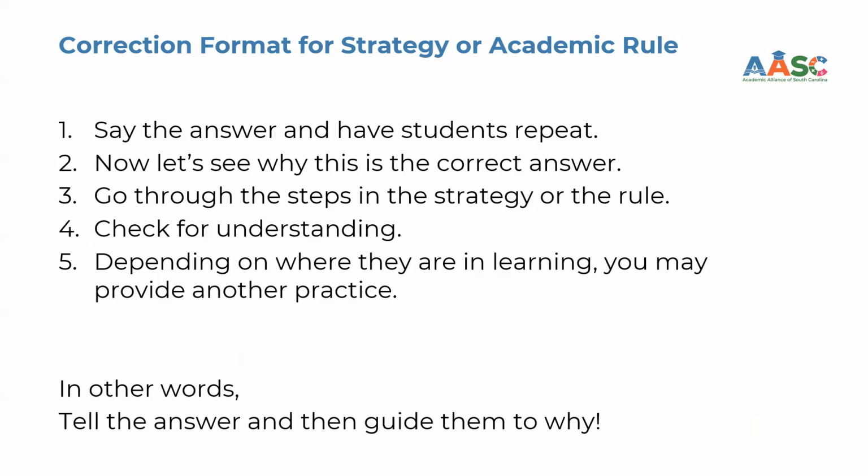One of the things is we have to correct all errors. That's something we do in explicit instruction. And it needs to be immediate for students. So if you have a format so that students know that when there's an error, you may say, stop, listen, that answer is, and you say the answer and have students repeat it. And now let's see why this is the correct answer. If it's a strategy or rule, you'll go through that. You'll check to make sure they have it.